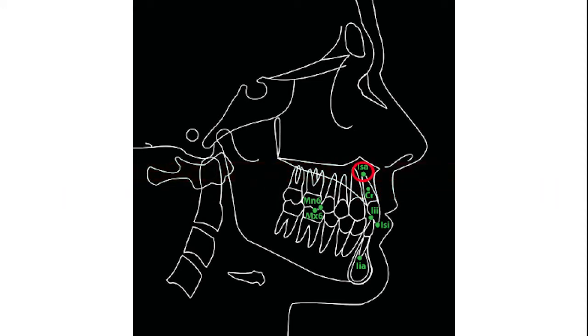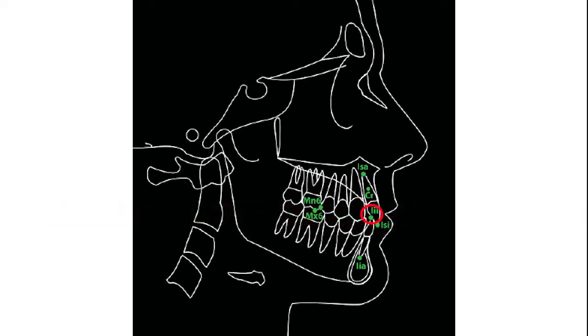The next landmark is the Incision superius apicalis, abbreviated as ISA. The definition is the root apex of the most anterior maxillary central incisor. The next, Incision superius incisalis, ISI. The tip of the incisor edge of the most labially positioned maxillary central incisor crown.